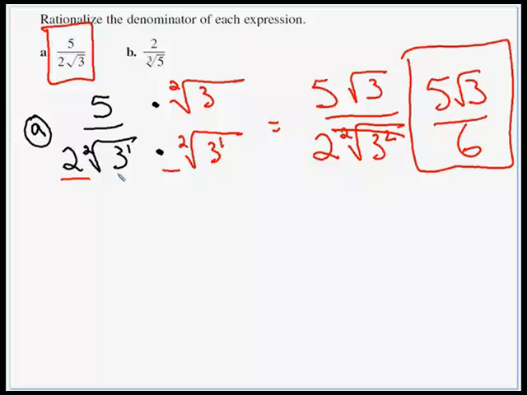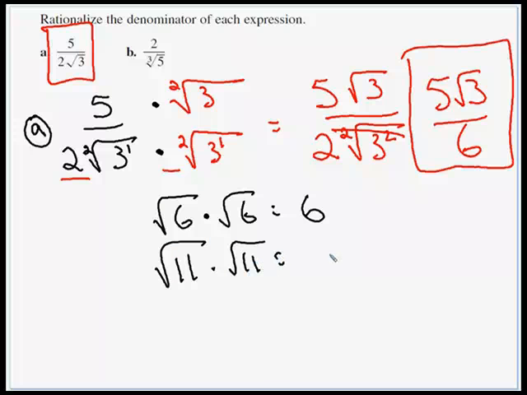Again, when you start to do enough of these, when you see that square root sign, the square root of 3, you just want to multiply it by itself. Root 3 times root 3 is 3. The root of 6 times the root of 6 is 6. The root of 11 times the root of 11 is 11.